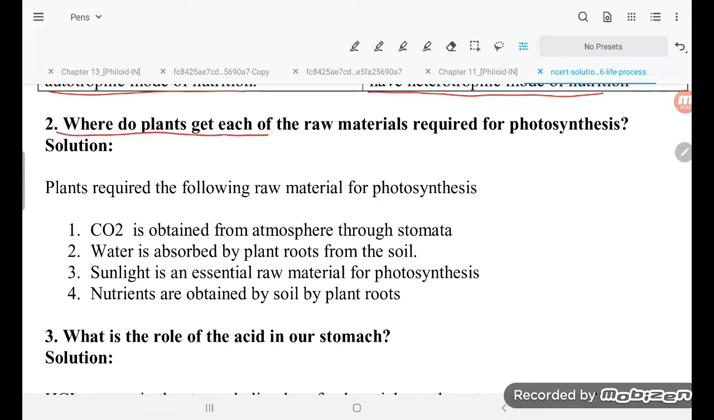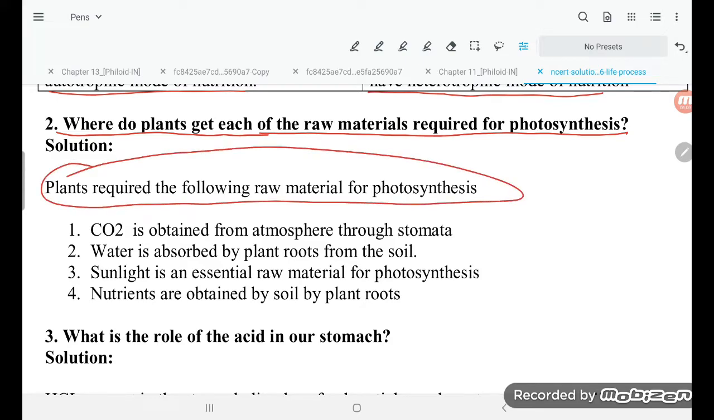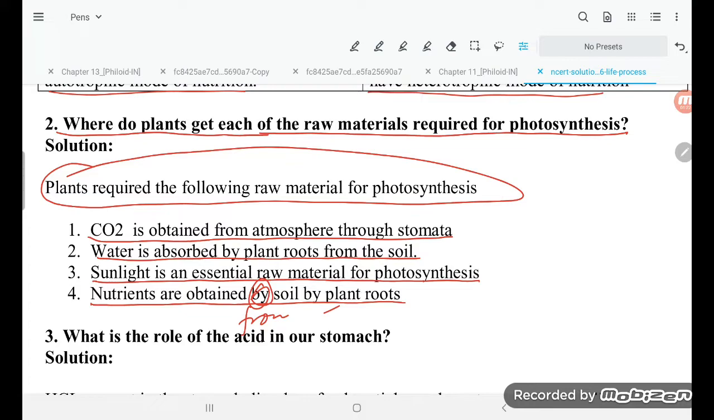Where do plants get each of the raw materials required for photosynthesis? Plants require the following raw materials for photosynthesis. CO2 is obtained from the atmosphere through stomata. Water is absorbed by the plant roots from the soil. Sunlight is an essential raw material for photosynthesis. Nutrients are obtained from the soil by the plant. So these are the raw materials the plant requires. These four raw materials are required for photosynthesis.